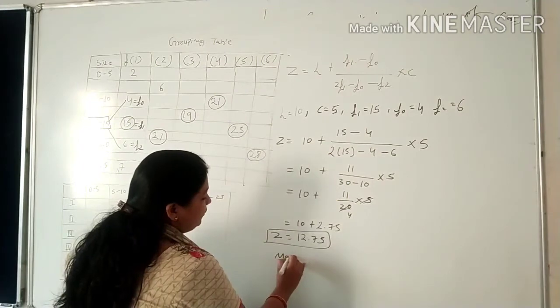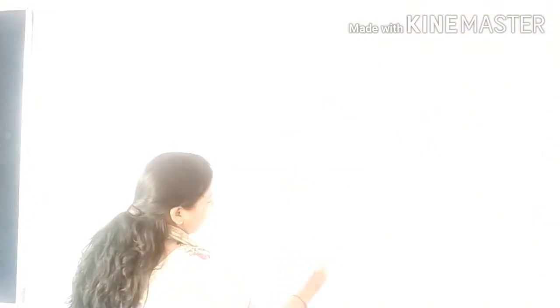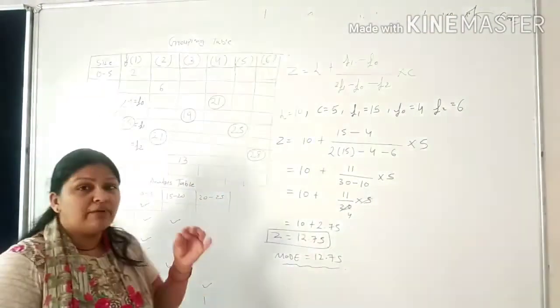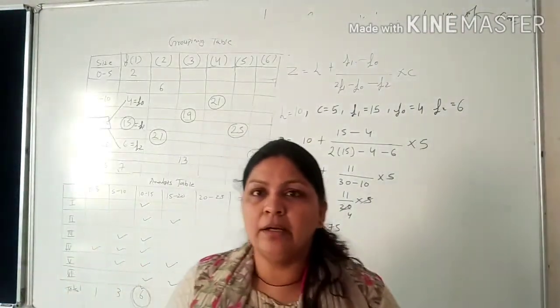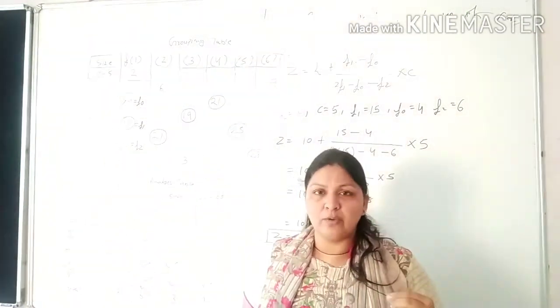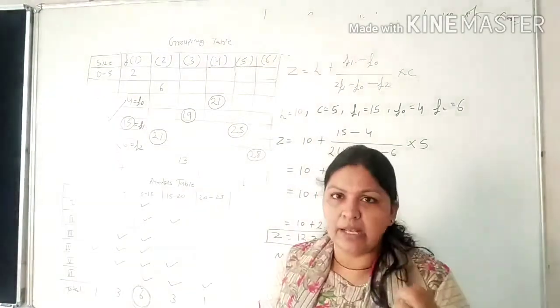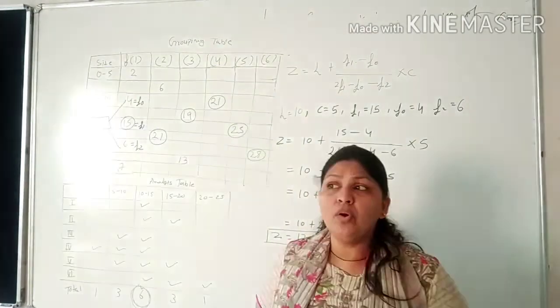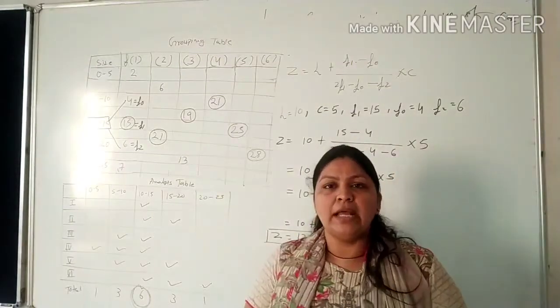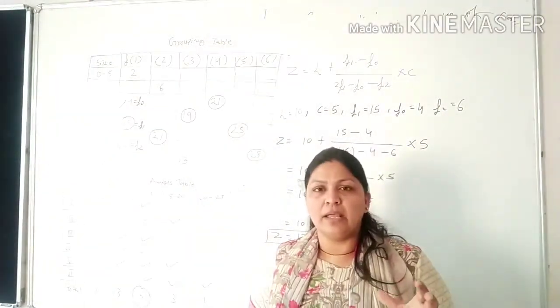So what is your Z or mode? So your mode is equal to 12.75. It is your answer. Clear? It means when we are talking about the grouping method with the help of the discrete series, and the continuous series with the help of the grouping method, in both series the grouping table and the analysis table same work करना है, ठीक है.